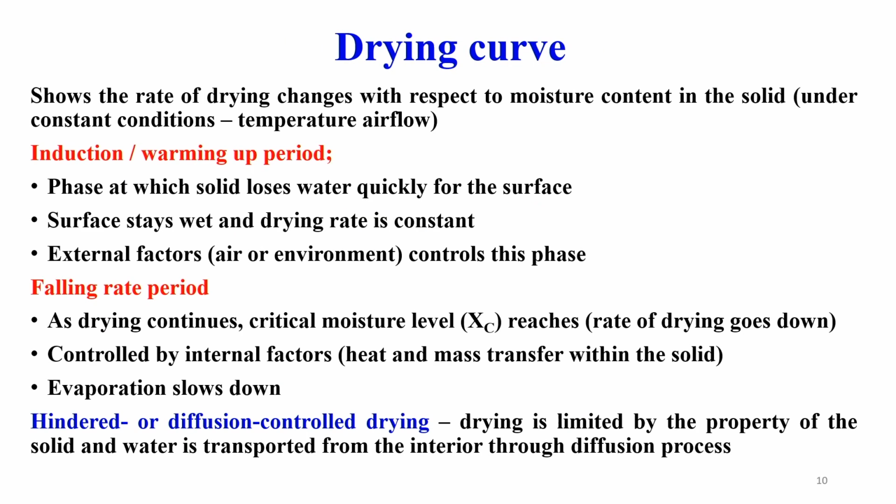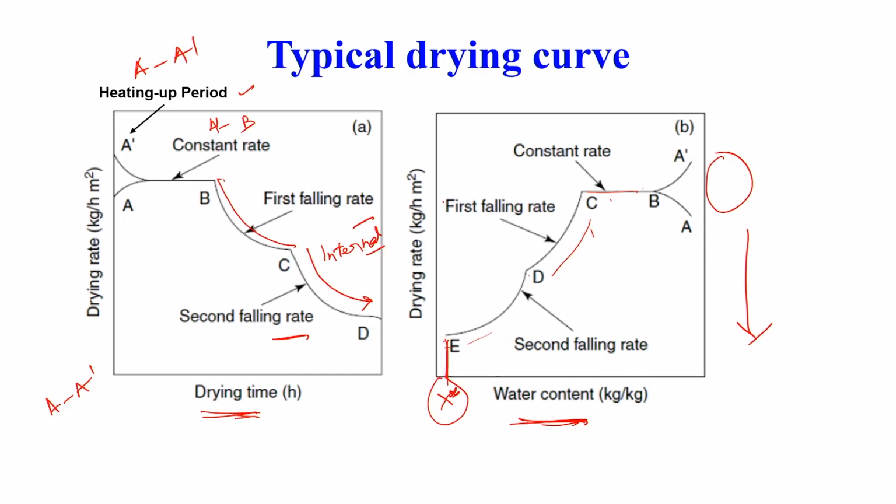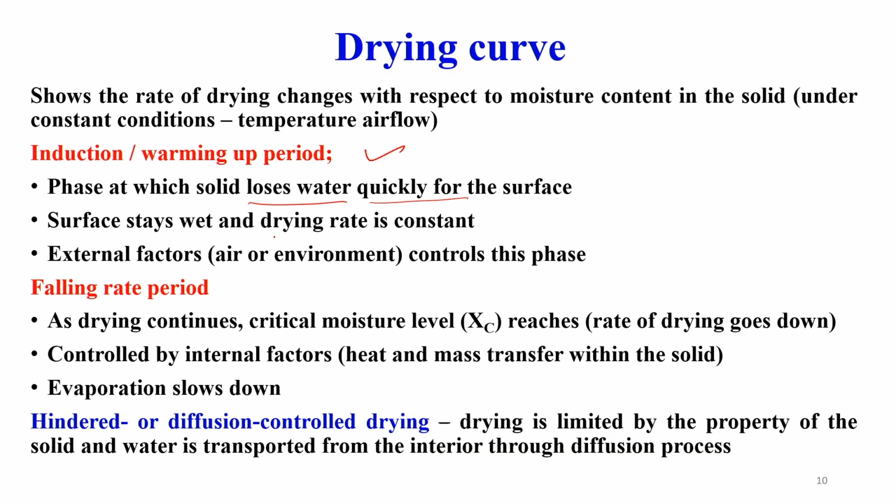So, the drying curve shows how the rate of drying changes with respect to moisture content in the solid. First, you have this induction or warming up period, in which the solid loses water quickly. You can see there is a sharp decrease, but for a very small amount. The surface stays wet and the drying rate is constant, and external factors like air or environment control this phase.